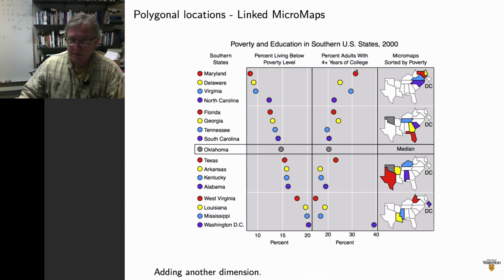And you see that it does seem to be that the lower poverty levels seem to be associated with higher levels of education, with the exception of Washington, D.C. So that's kind of interesting. You might think about that one. It really stands out, in that it has very high levels of education. Nearly 40% of the adults have 4 or more years of college education, yet they have the highest poverty level. That's very different from the rest of it.